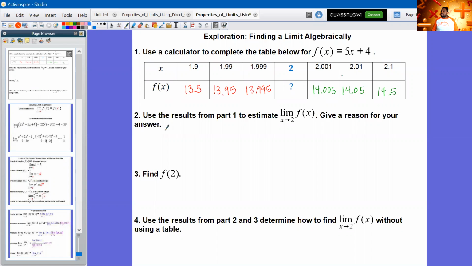So we've completed the table, and it says use the results from part 1 to estimate the limit of f as x approaches 2. Give a reason for your answer. And what I'm going to say is, it looks like the limit would be 14 because the values round close to 14. Just something basic, a basic explanation.